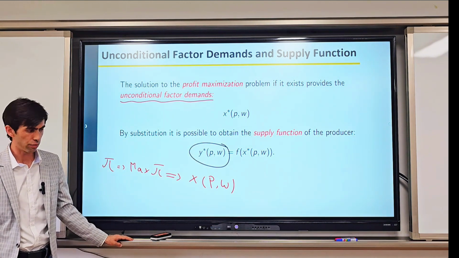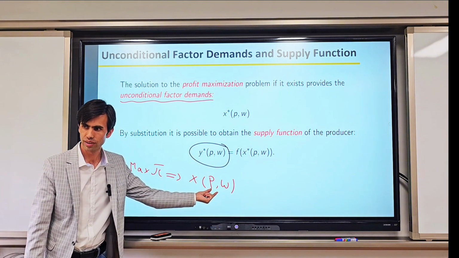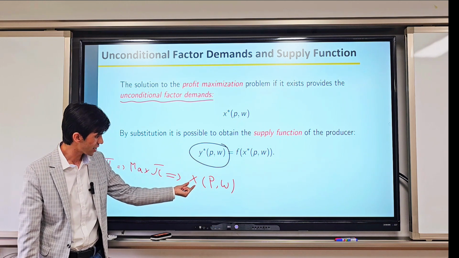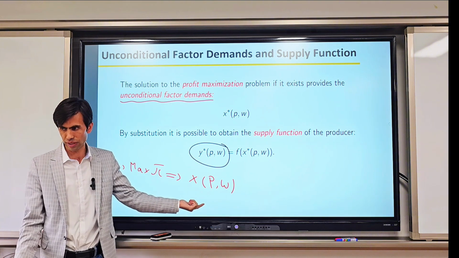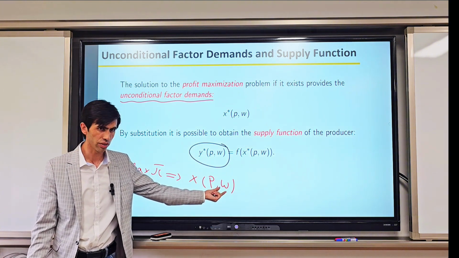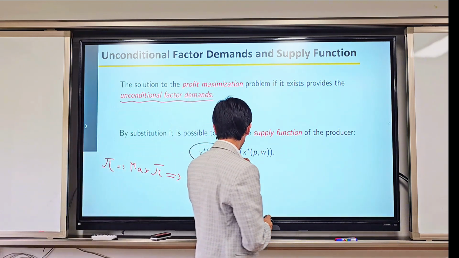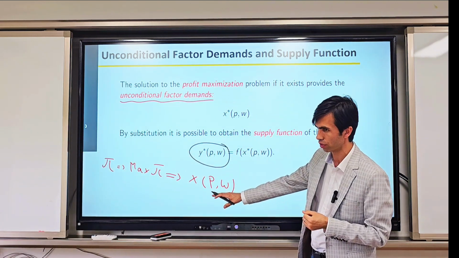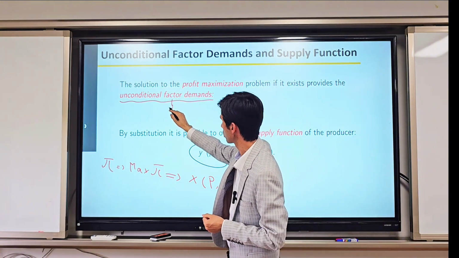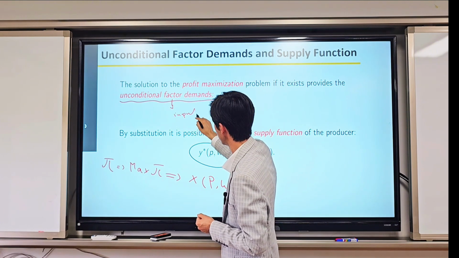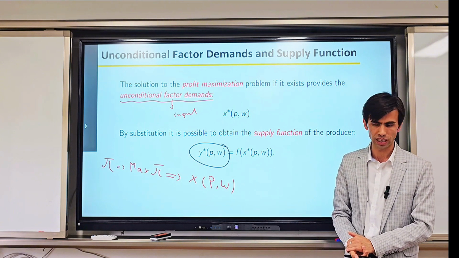Why unconditional? Because in this input demand function, we do not have any quantity, any output. This x is just a function of prices and wages. Both of them are prices. This is the price of output, this is the price of input. So it's not a function of output. When your input demand function is not a function of output, it's called unconditional factor demand. Instead of factor, we can write input. Any of them is fine. Unconditional input demand function or unconditional factor demand function.